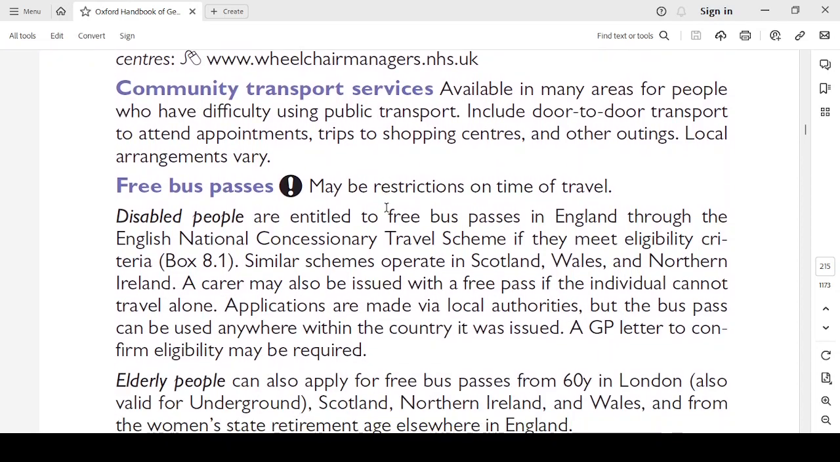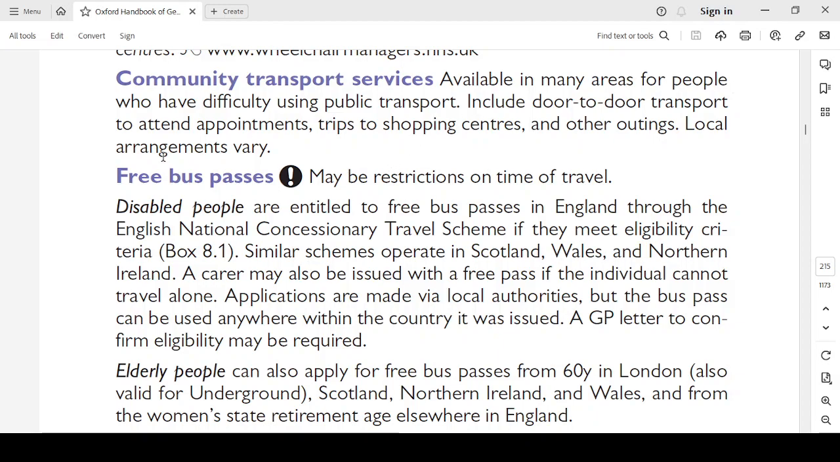Community transport services are available in many areas for people who have difficulty using public transport. They include door-to-door transport to attend appointments, trips to shopping centers and other outings.